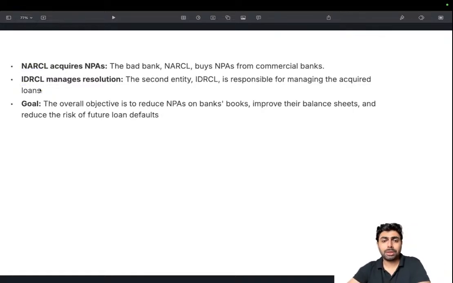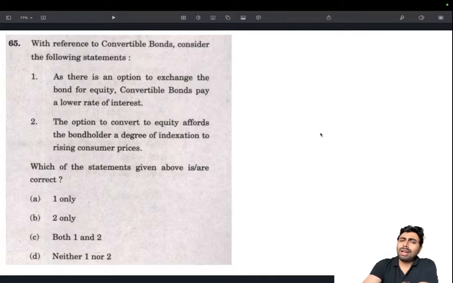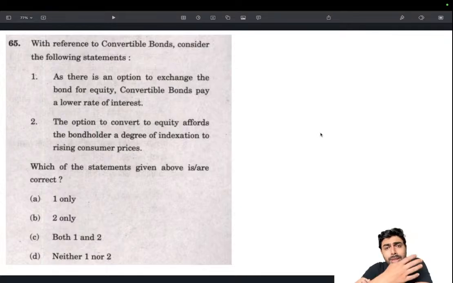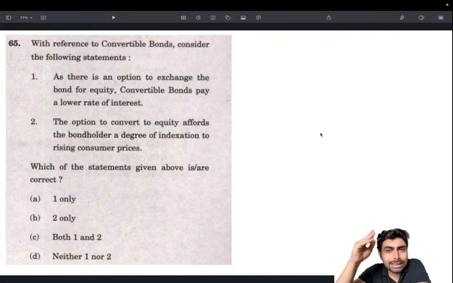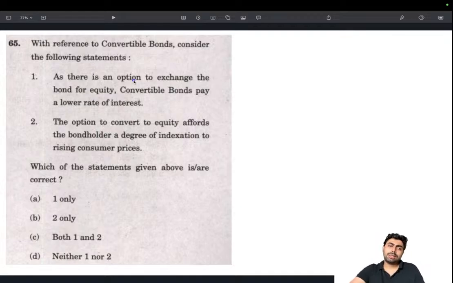Moving on, we have discussed this question multiple times, as it's very basic and entirely logical. As there is an option to exchange the bond for equity, convertible bonds pay a lower rate of interest. The question is about convertible bonds, meaning it's different from a conventional bond. There is an element of convertibility to that. We don't know exactly what the convertibility is, but it's a special type of bond, obviously.